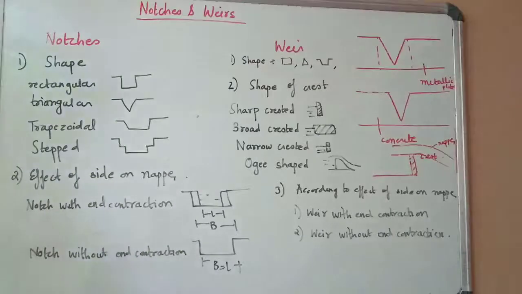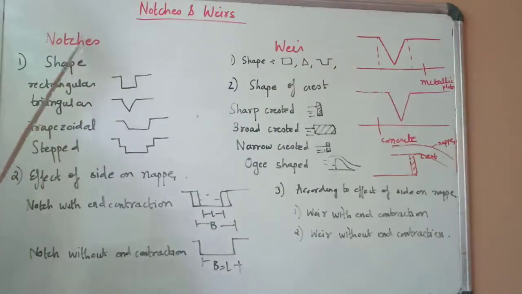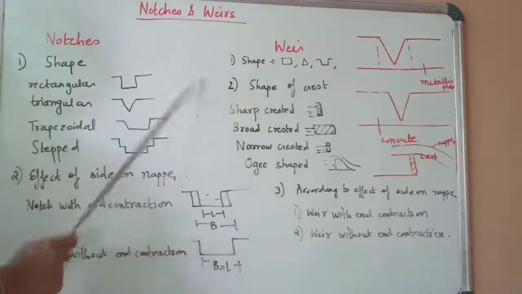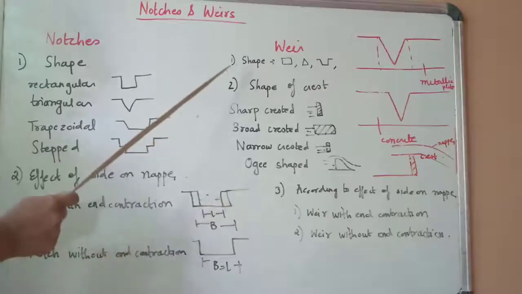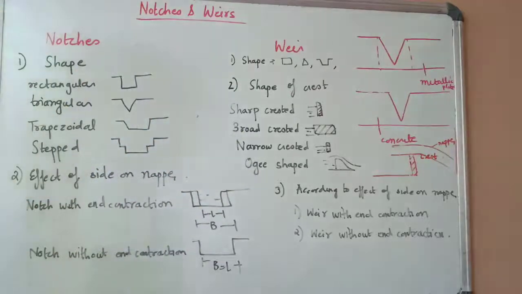So this is the basic difference between notches and weirs. First I explained the basic difference between a notch and a weir, then how notches are classified and how weirs are classified. This may be asked for 5 marks: how you can classify a weir. You can classify according to the shape of the crest and according to the effect of side on the nappe. Nappe means the sheet of water flowing over the crest.